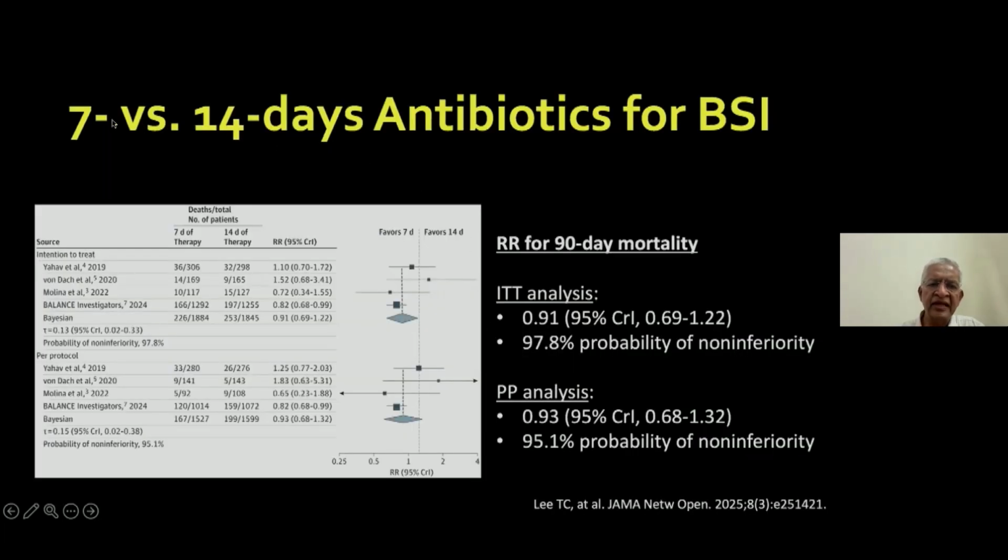This is 7 versus 14 days of antibiotics for bloodstream infections, and this is a meta-analysis published very recently. The primary outcome was 90-day all-cause mortality. They looked at both the intention-to-treat and the per-protocol analysis, and showed that it was non-inferior.